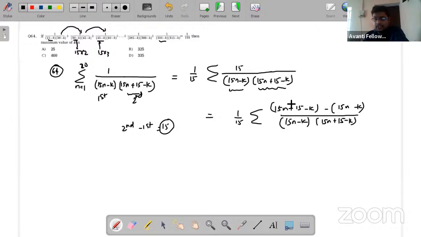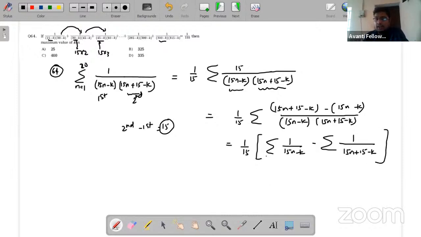Sorry, separate the denominator. If I separate this part, you can see 15n plus 15 minus k is cancelled. So I will write 1 by 15, then bracket summation of 1 upon 15n minus k minus summation of, now in the second part this is cancelled, 15n minus k. So 1 upon 15n plus 15 minus k is remaining. And what we have to do, sigma is varying from n equal to 1 to 20.